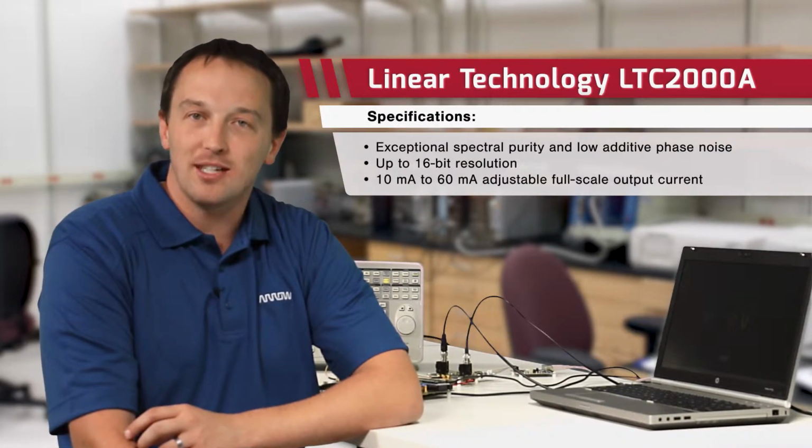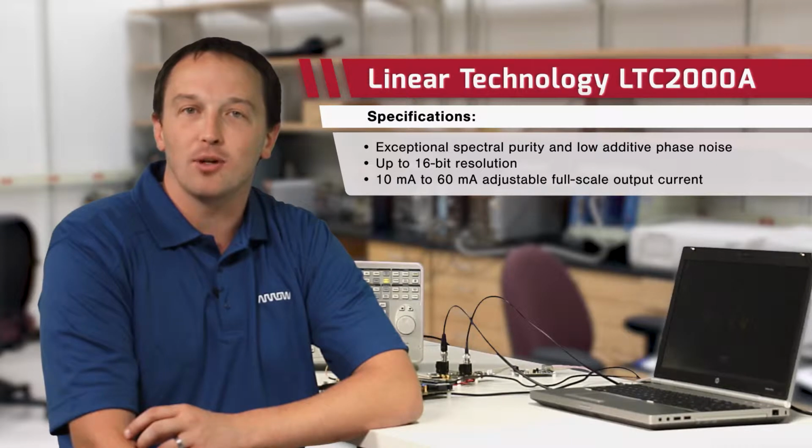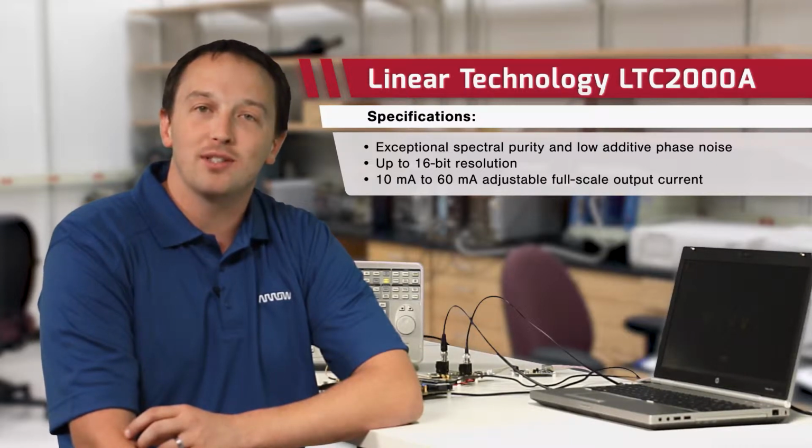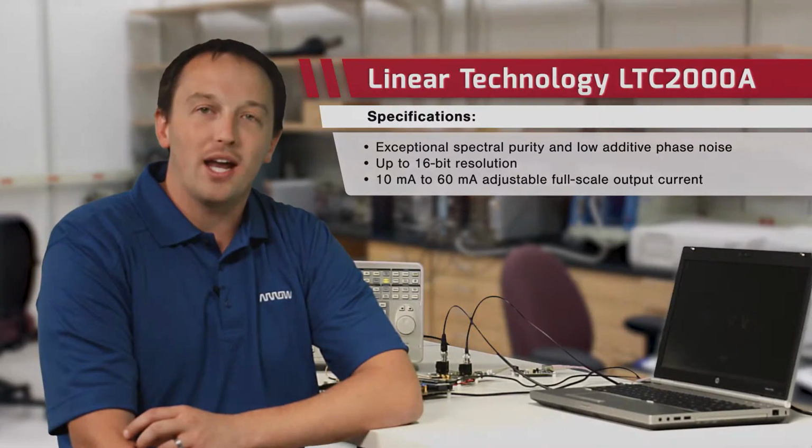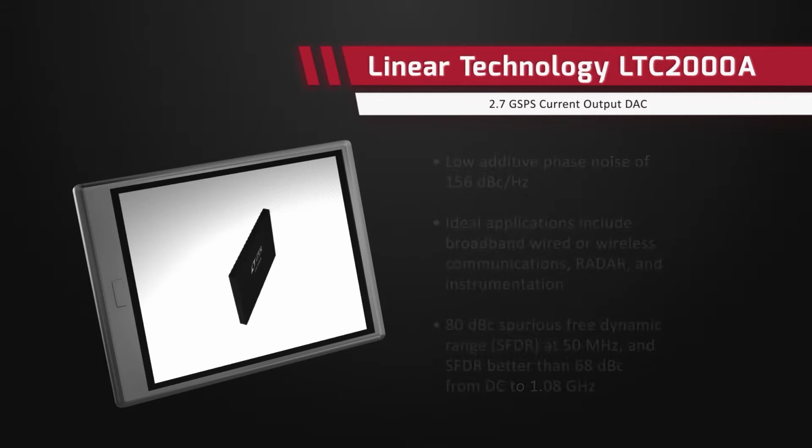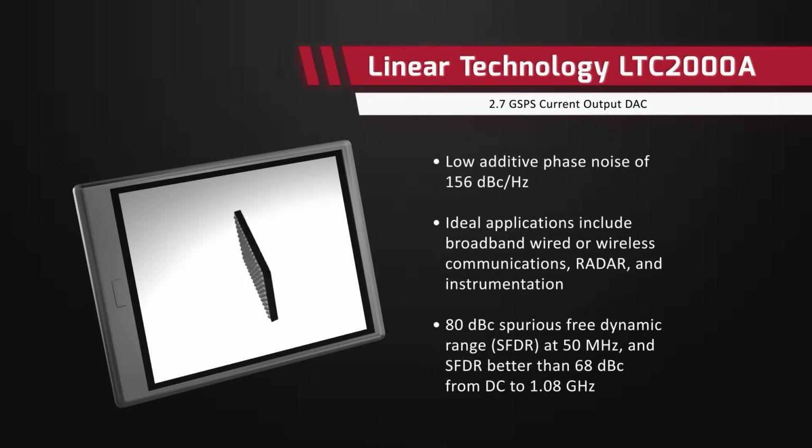Today we'll look at Linear Technology's LTC2000A, a 2.7 gigasample per second current output DAC, which has exceptional spectral purity, low additive phase noise, up to 16-bit resolution, and high full-scale output current that is adjustable from 10 mA to 60 mA. The low additive phase noise of 156 dBc per hertz makes the LTC2000A suitable for use in the most demanding applications, such as broadband wired or wireless communications, radar, and instrumentation.